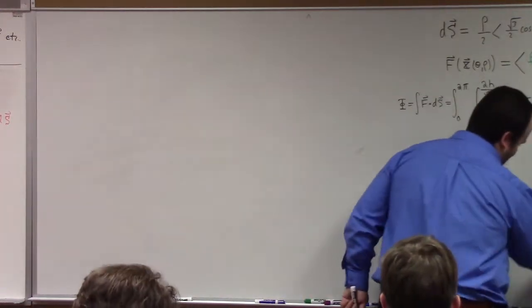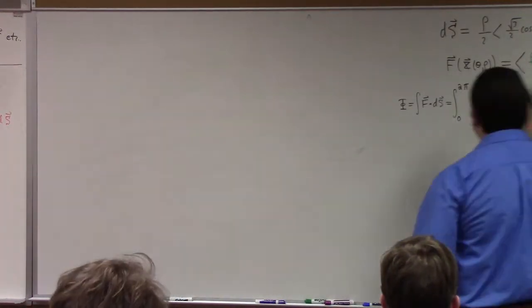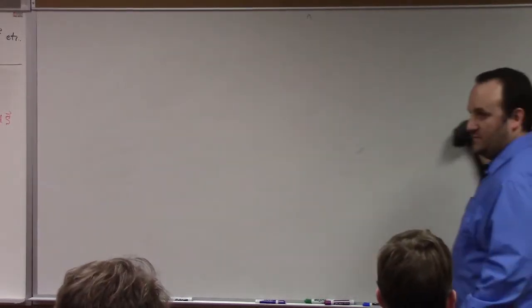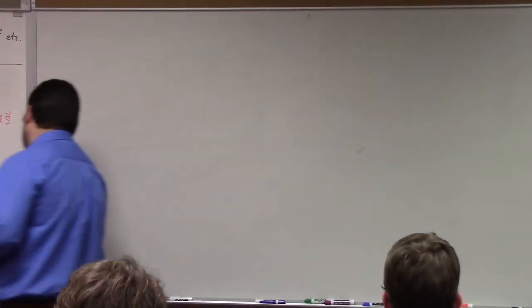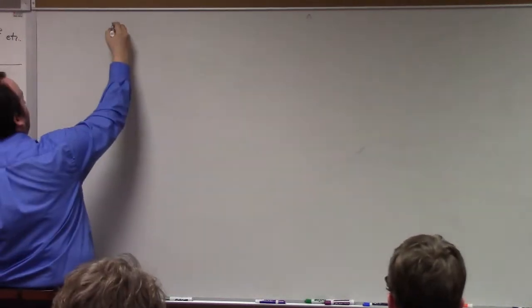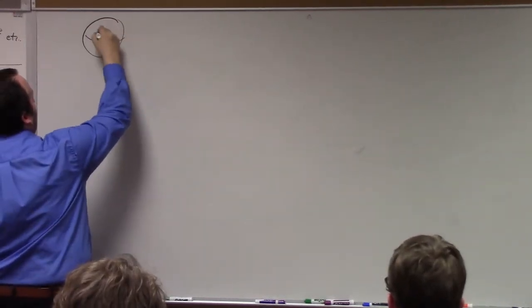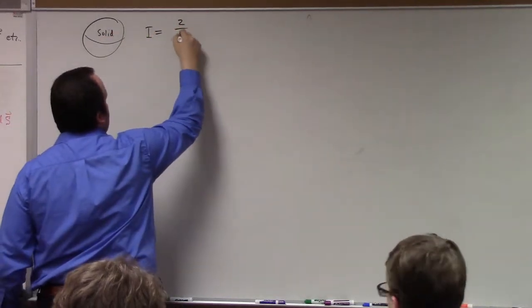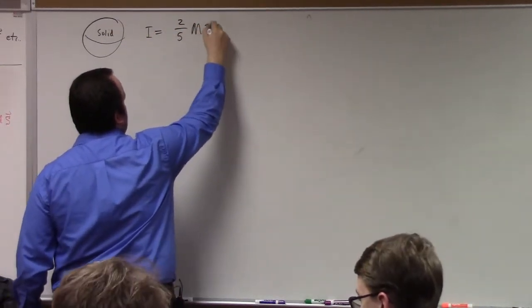Something? It had a fifth in it. I left my notes when I read back. I want to say 2/5 mr squared. So for a solid sphere, I is 2/5 mr squared, I think is what we worked out.